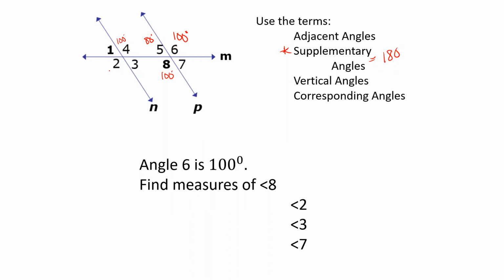Angle 8 and 2 are corresponding. Angles 5 and 1 are corresponding. They are equal to each other. Angle 1 and 3 are vertical. They're equal to each other. And so is 5 and 7. So hopefully that makes sense to you guys, that you could figure out all those angles if you only have one.